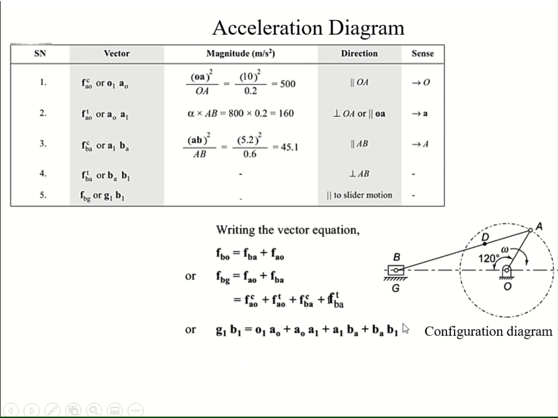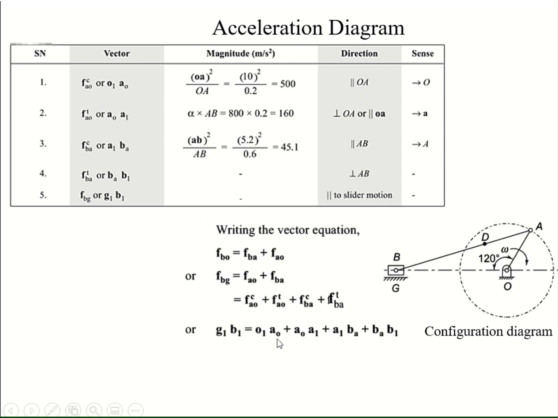This is the actual vector equation over here. So G1B1 is equal to O1AO plus AOA1 plus A1BA plus BAB1. These first two are the components of acceleration of A with respect to O, and the next two are the components of acceleration of B with respect to A. Now we are all ready to find out the magnitude and the direction.